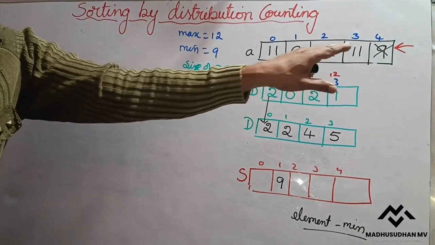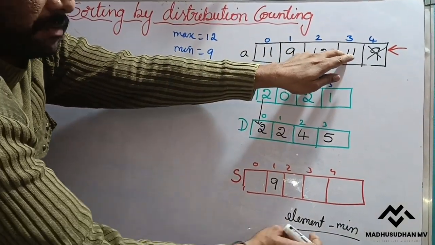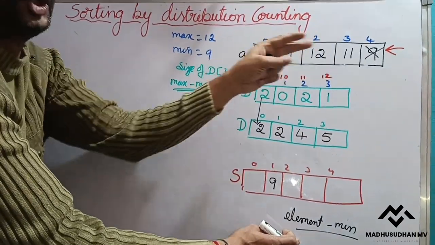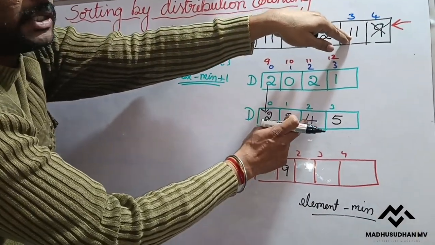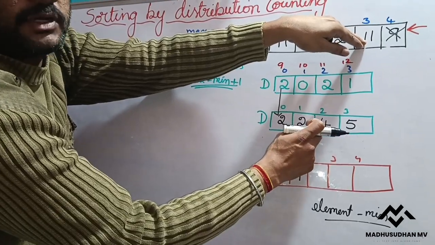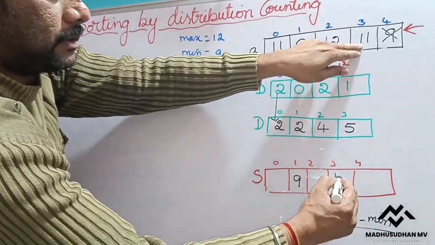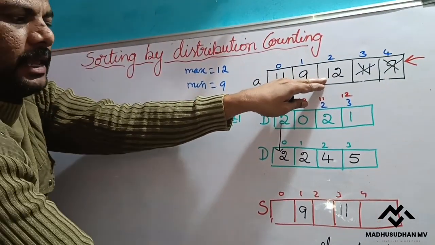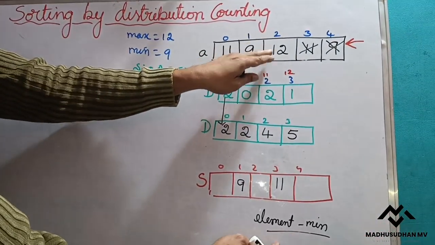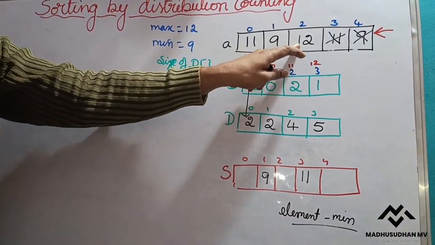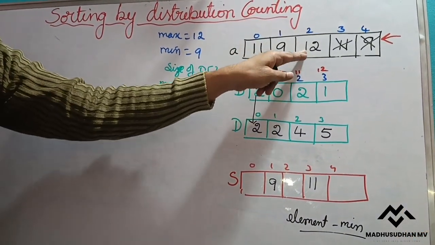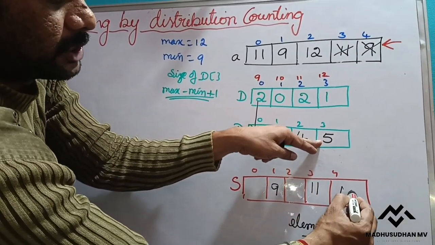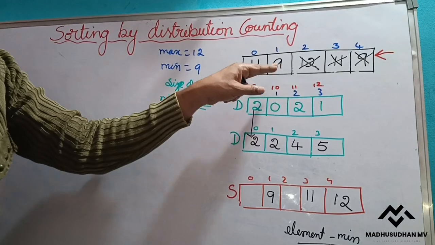Now come back to the next element. Again, element minus minimum. The element is 11, minus the minimum 9, is 2. In position 2, what value is there? 4. You do minus 1, 4 minus 1 is 3. In position 3 you write 11. This number is done. Next element, 12 minus 9, how much? 3. In position 3, what is the value? 5. Minus 1 gives 4. In position 4, you place this 12. This element is done.